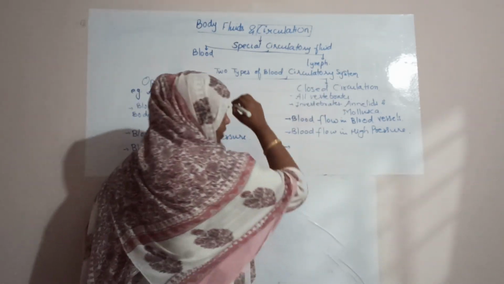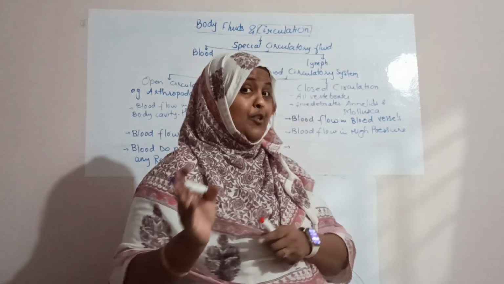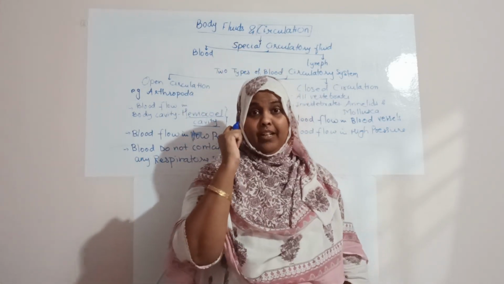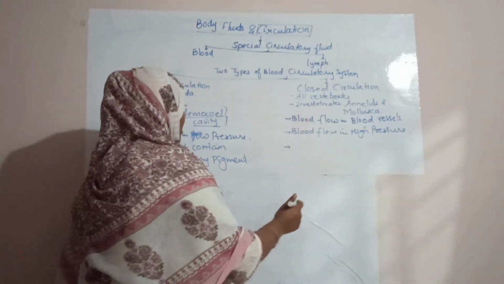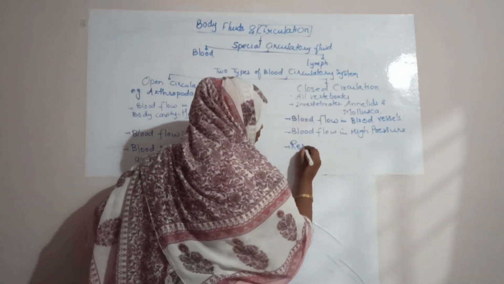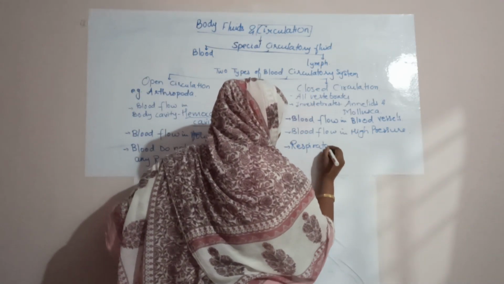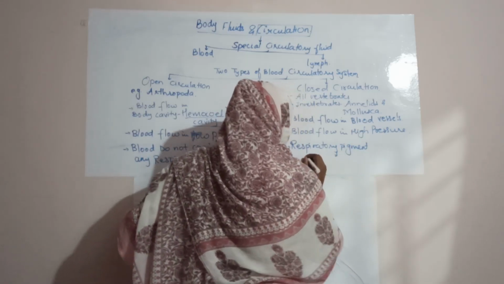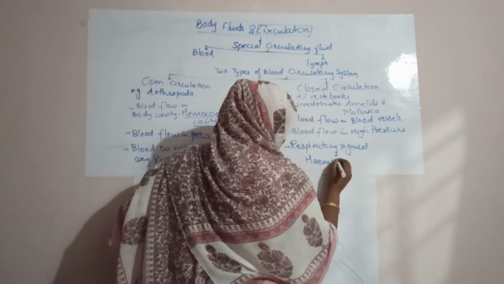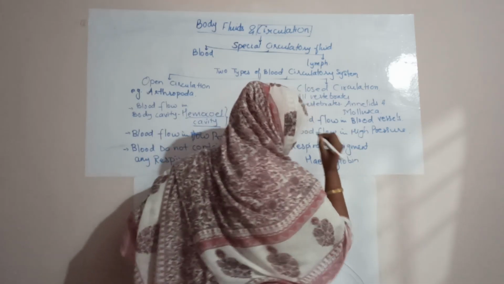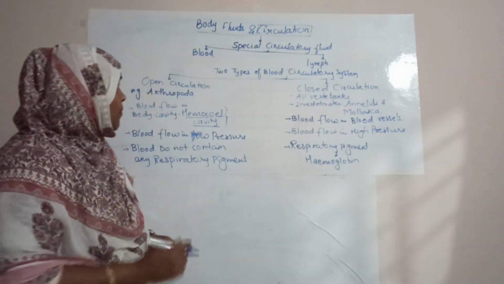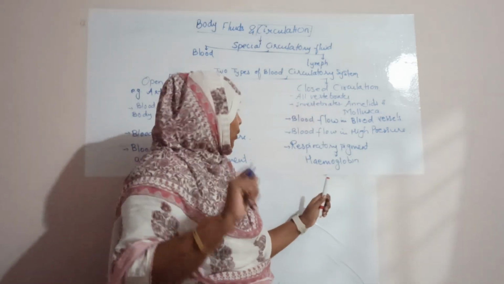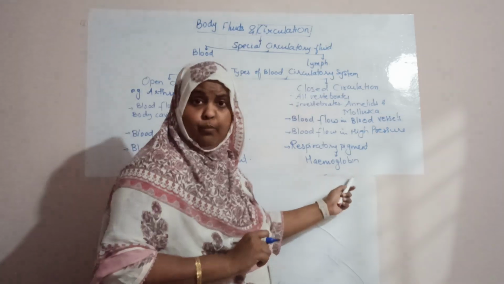In a closed circulation, we take our body as the example. In our body, a respiratory pigment is present. And what is the name of the respiratory pigment? Yes, hemoglobin is present. So in a closed circulation, the respiratory pigment hemoglobin is present. So this happens in a closed circulatory system.